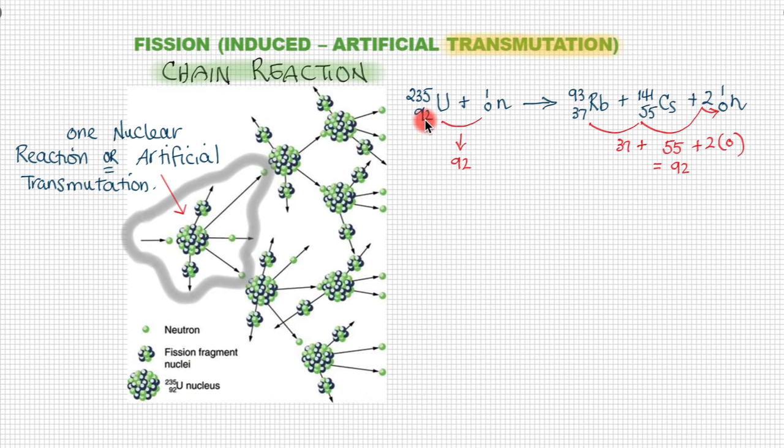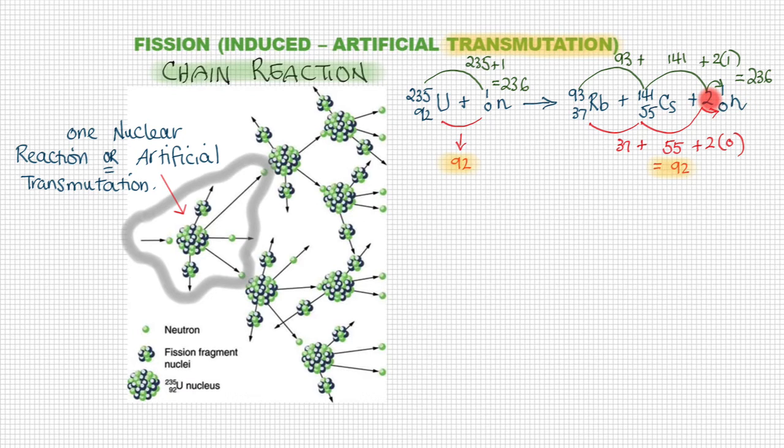And we simply add up the proton numbers here to make sure that the proton numbers on the left hand side are equal to the proton numbers on the right hand side. We need to do the same with the nucleon number or the atomic mass numbers to make sure that they're equal on both sides, and if they're not equal, we have to balance the equation.